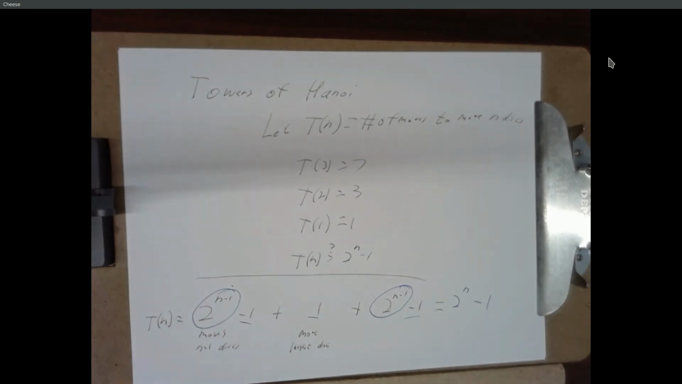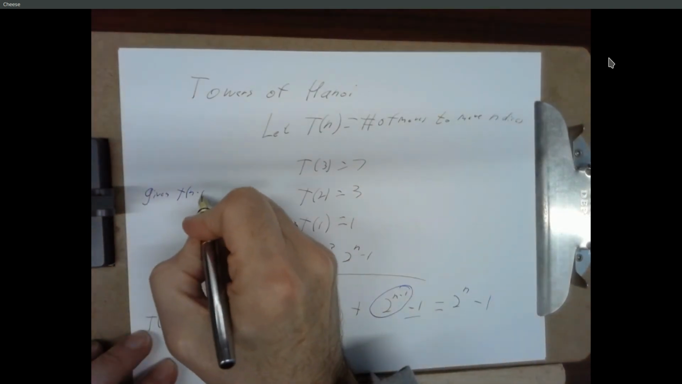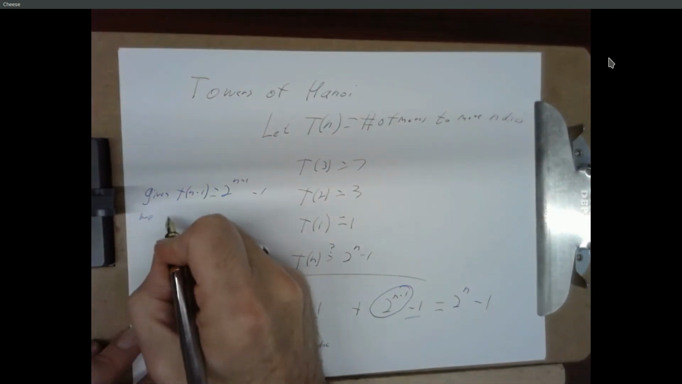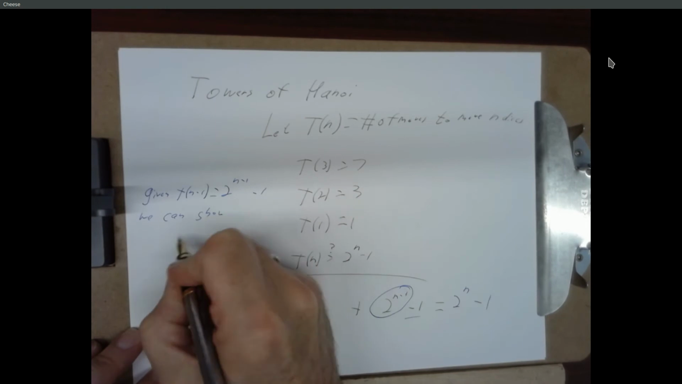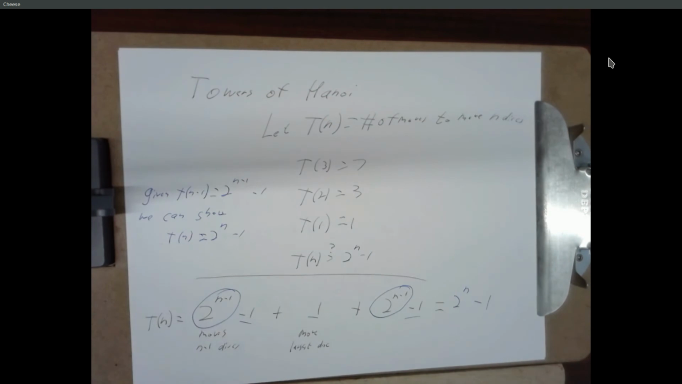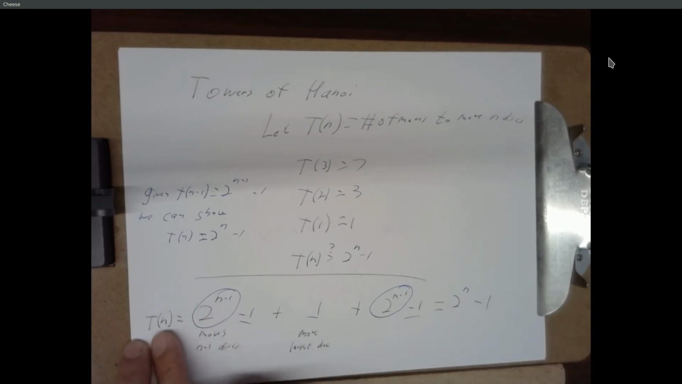As long as we know that t of n minus 1 is equal to 2 to the n minus 1 minus 1, we can show t of n equals 2 to the n minus 1. So this is another inductive proof, right? Our proposition for n is that to move n disks takes 2 to the n minus 1 moves. And we actually showed that if the proposition is true for n minus 1, then it's true for n, right? But we could do it more properly.